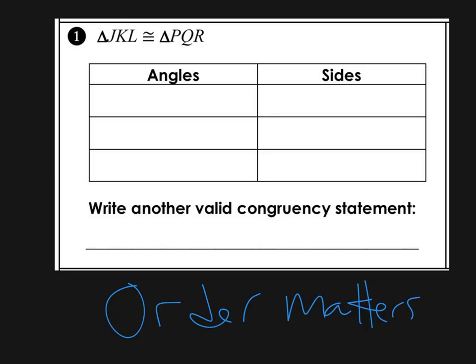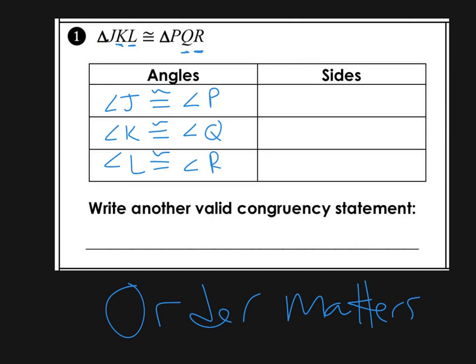So now to use these congruent statements in action. Order up at the top here is really what's going to matter. Now who comes first in this statement on the left? J. Who comes first on the side on the right? Angle P. So angle J is going to be congruent to angle P simply because they're both first. Now who's in the second position? Angle K is going to be congruent to angle Q. And of course the last one on the left and the right is going to be angle L is congruent to angle R.